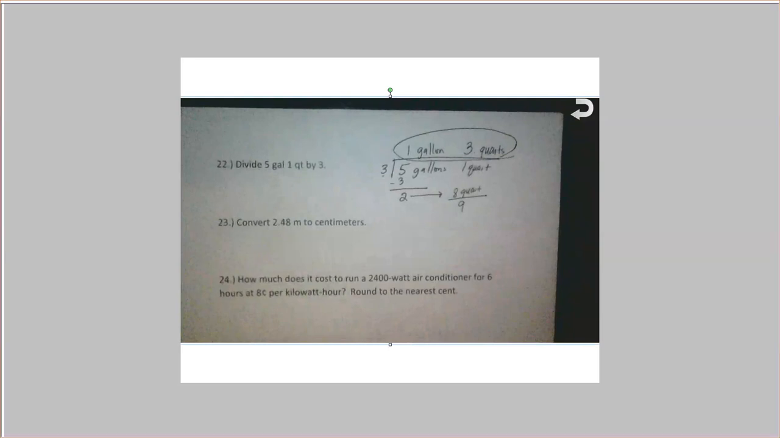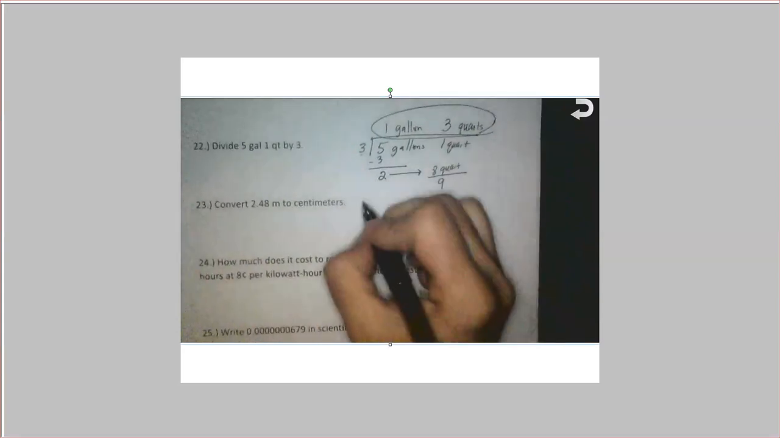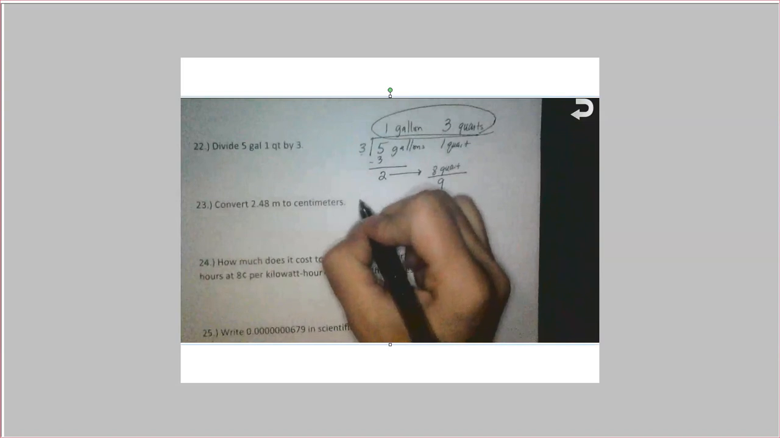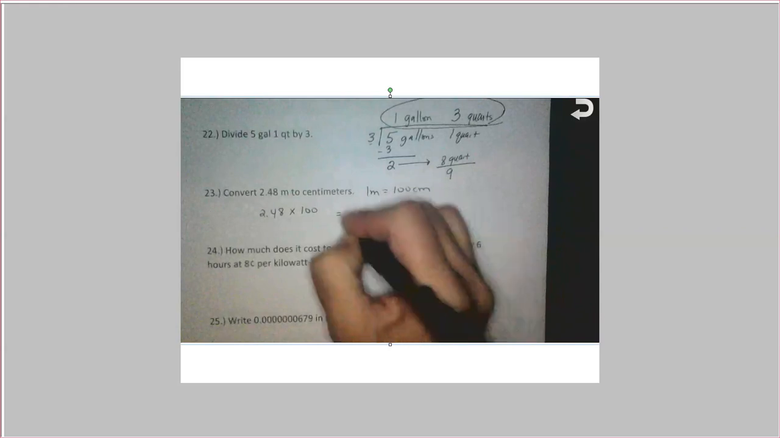Number 23 says to convert 2.48 meters into centimeters. Well, if we look back at our information, we know that 1 meter is equivalent to 100 centimeters. So if I have 2.48 meters, I can multiply that times 100, and that will tell me how many centimeters I'm going to have, which is 240 centimeters.